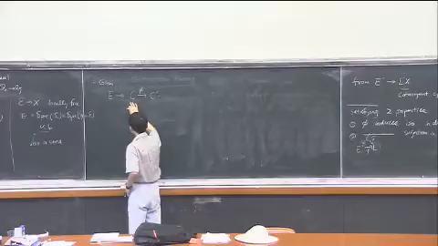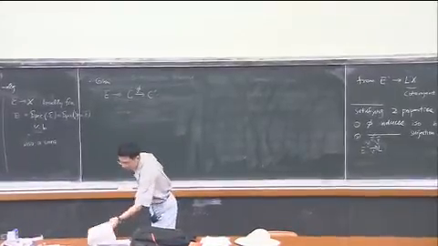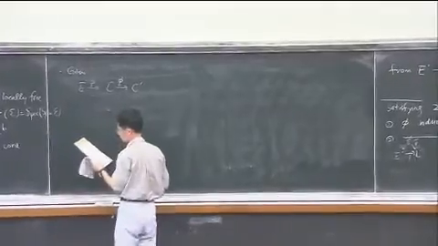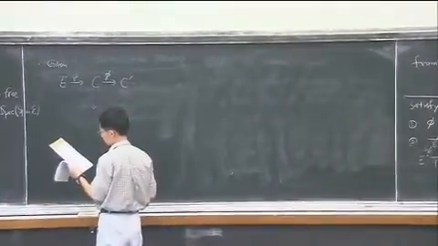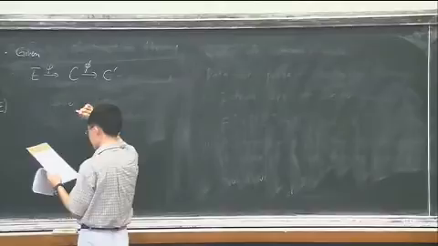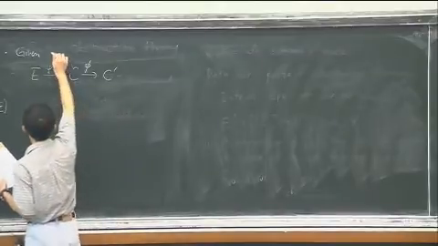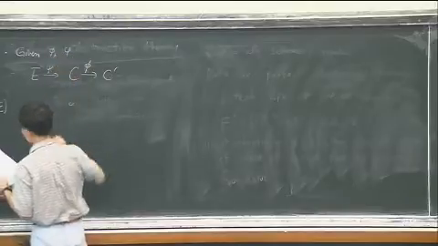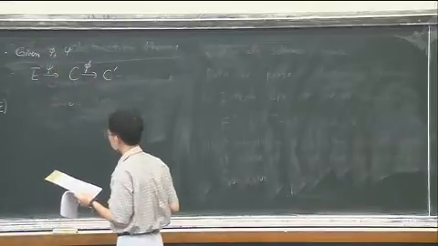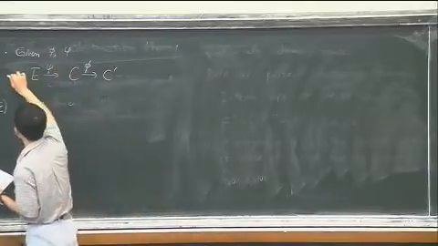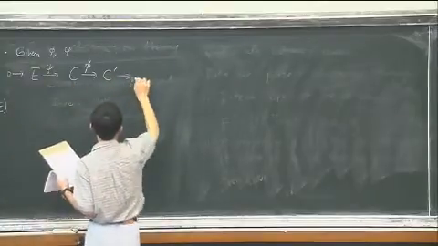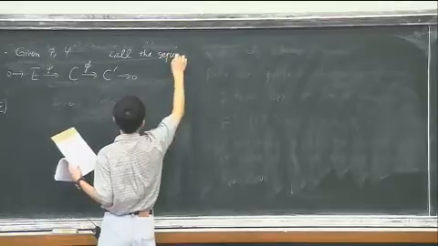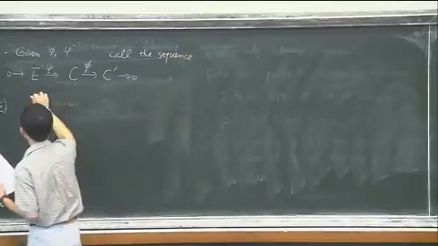And so you have these two morphisms. If you're given phi and psi this way, we call the sequence exact.